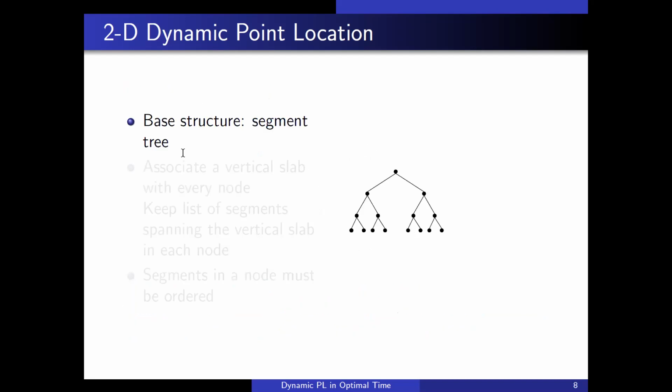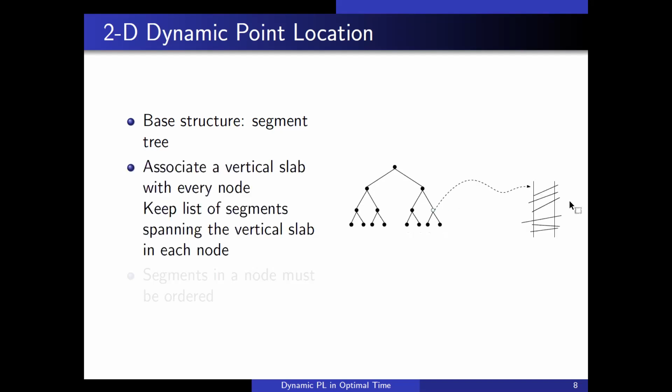So the base structure that we use to solve the vertical ray shooting problem is called a segment tree. You can imagine it as a binary tree. And we associate a vertical slab with every node, like here. And for every node, we keep a list of segments that have several properties, but it's important that all segments stored in a node will span the vertical slab. And of course, in order to answer queries, these segments must be ordered, like here.